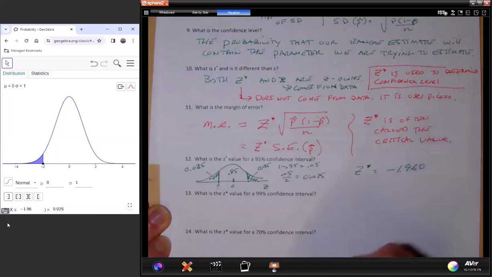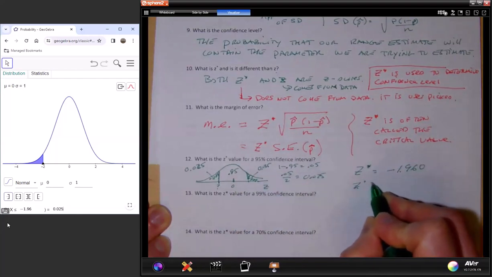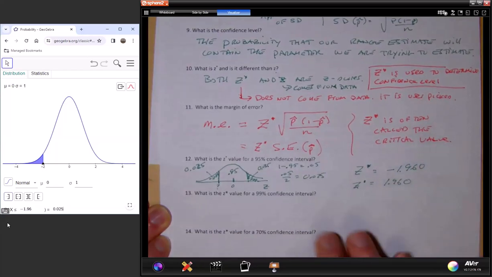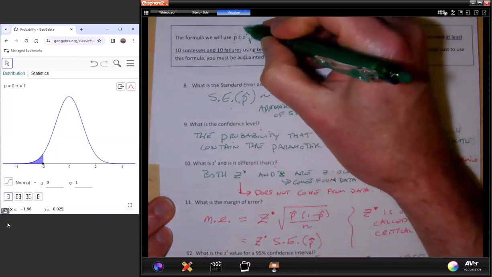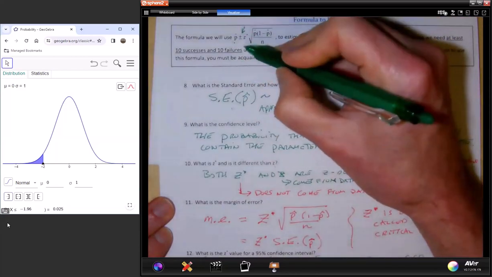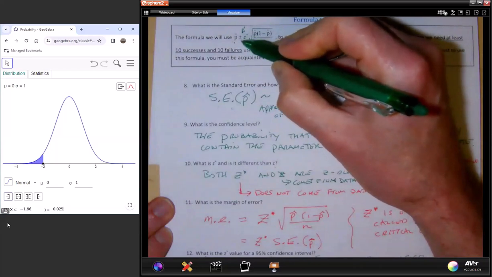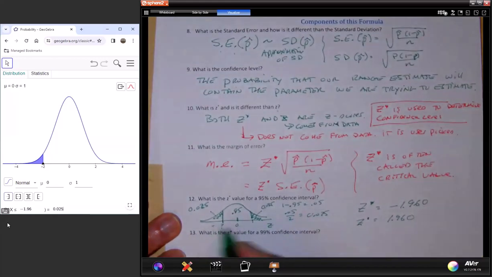And actually, there's a 0 afterwards. And that means because of the symmetry on the right, it's going to be positive 1.960. But of course, that is irrelevant because the formula is already taking this into account. When you look at the formula, there's a plus and a minus. So all you're going to do is write the positive Z star value. And then this formula takes care of adding and subtracting, which is what you get. This one's the negative side and this is the positive side, but it's the same value.